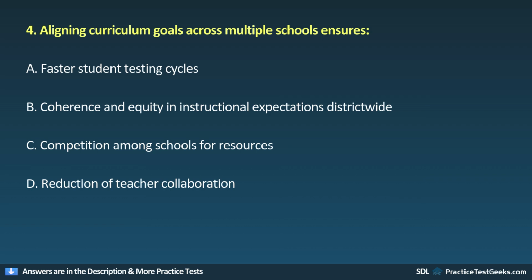4. Aligning curriculum goals across multiple schools ensures: A. Faster student testing cycles. B. Coherence and equity in instructional expectations district-wide. C. Competition among schools for resources. D. Reduction of teacher collaboration.